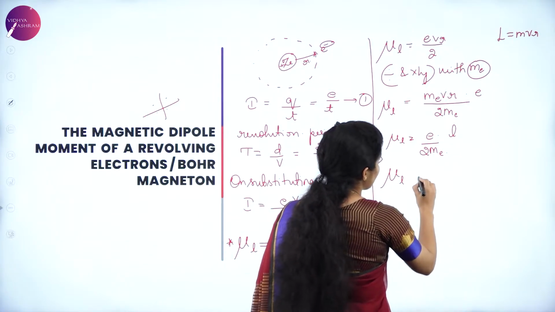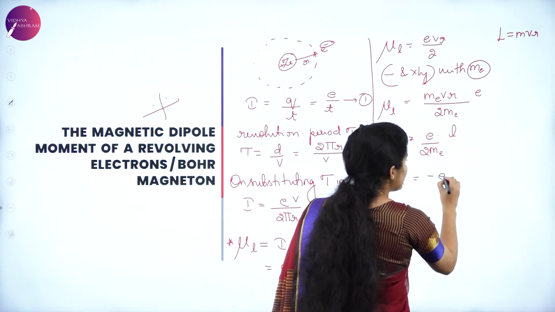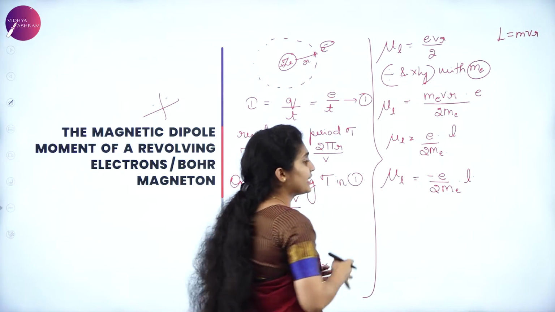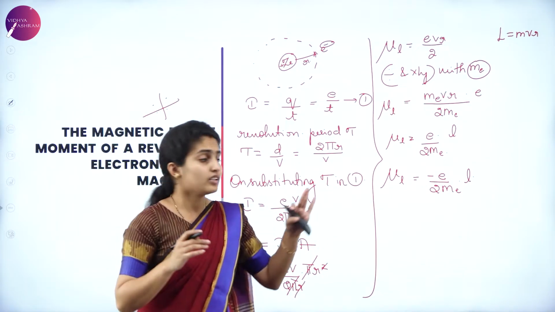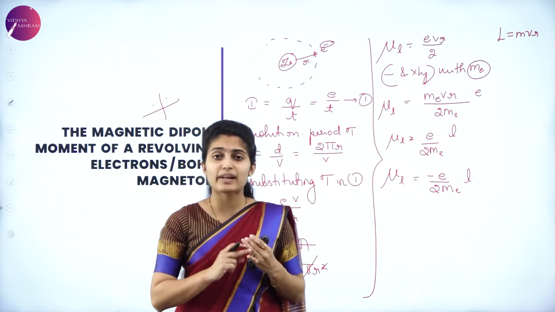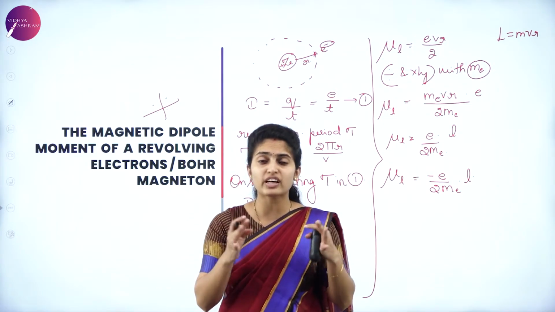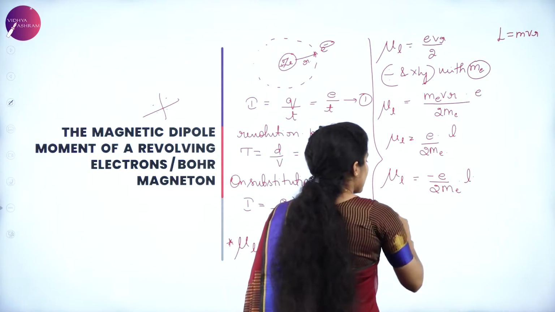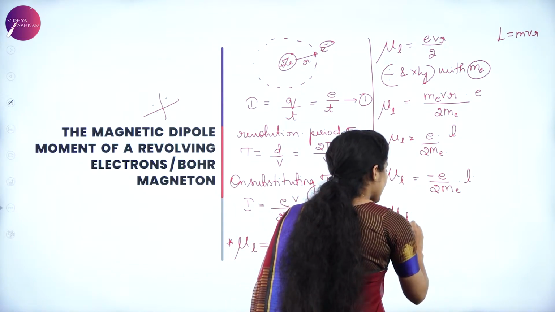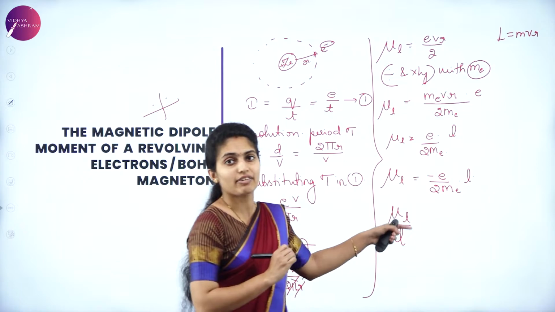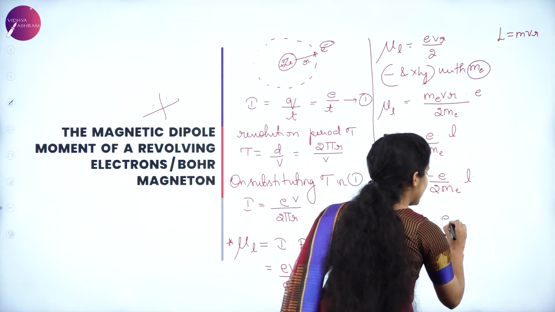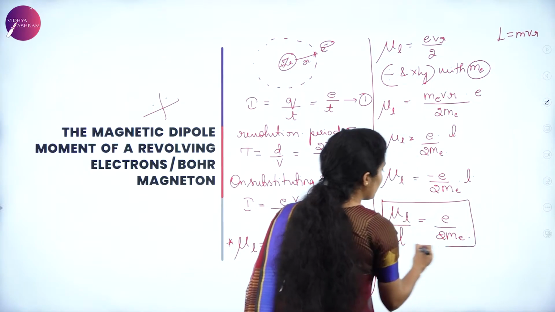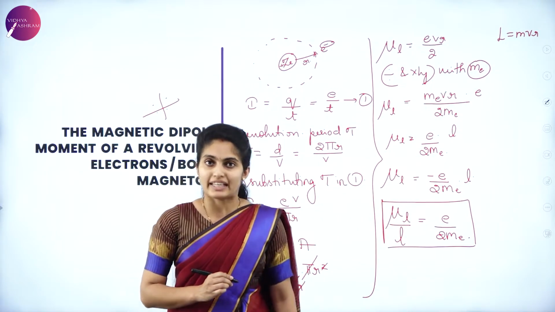It can be taken as μ_L = −e/(2m_e) × L. The negative sign indicates that the magnetic moment and the angular momentum act in opposite directions. Then the gyromagnetic ratio can be given as μ_L / L = e / 2m_e. This concept is called the gyromagnetic ratio of the electron.